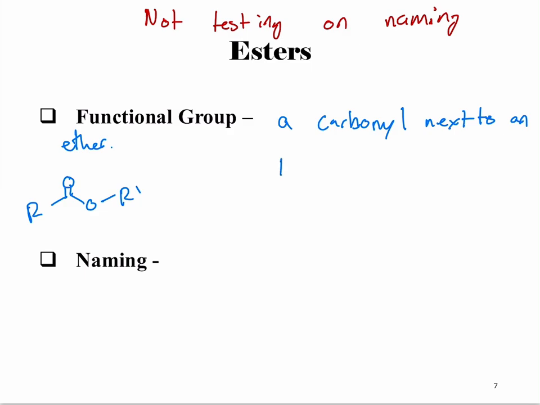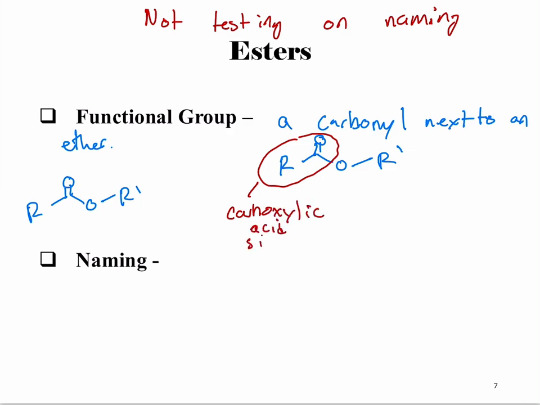And so if we had the functional group, here is the ester, R prime. This is called the carboxylic acid side of the ester. And this is the alcohol side of the ester.